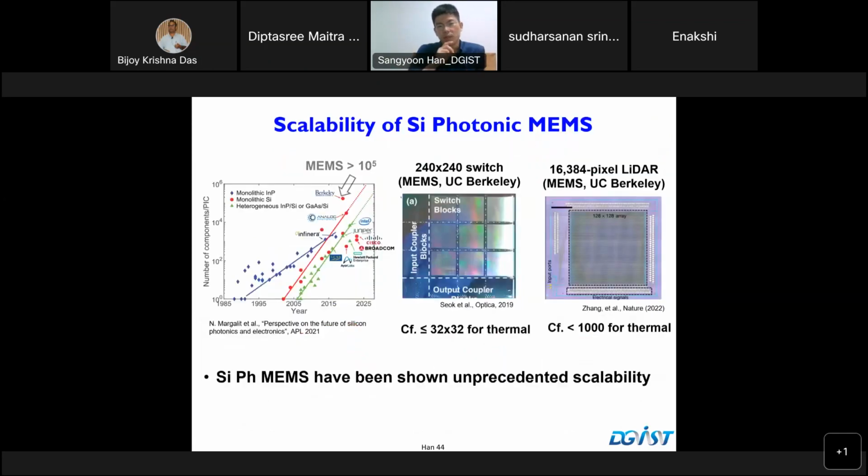So coming back to this plot, as I mentioned, the world record for the number of elements per chip in photonics is held by our team at Berkeley, using a silicon photonic MEMS switch.